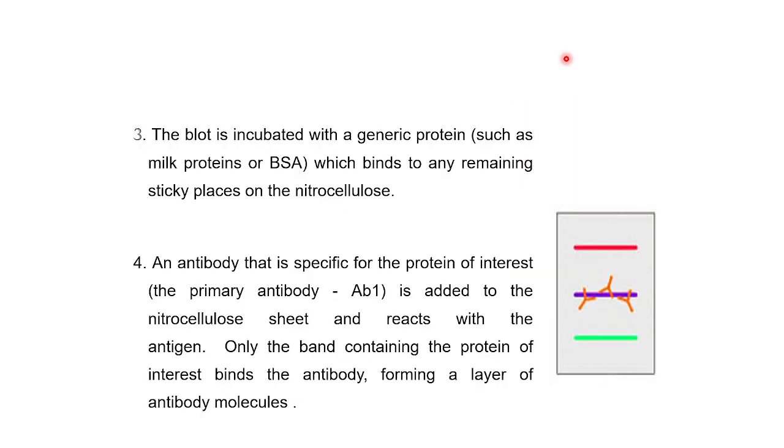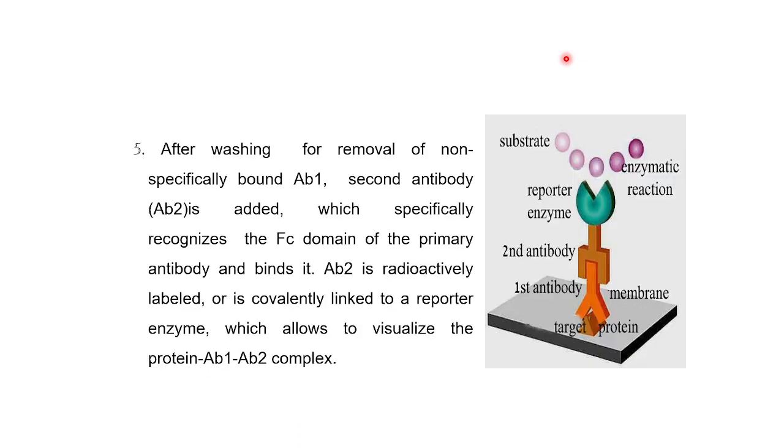Now the blot is incubated with generic proteins such as milk or BSA that bind to the remaining sticky places on the nitrocellulose. It is used as a blocking agent. So an antibody that is specific for the protein of interest is added to the nitrocellulose sheet and reacts with the antigen, and this is kept overnight at cold temperature. So only the band containing the protein of interest binds to the antibody, forming a layer of the antibody molecules.